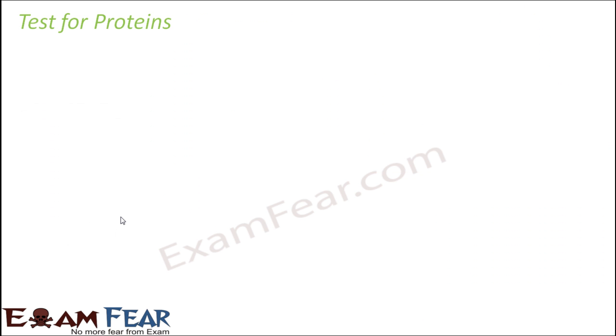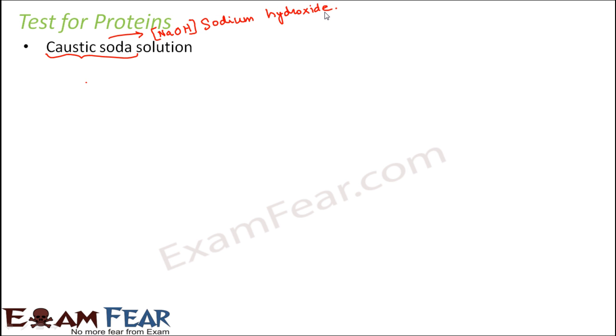Now again the same question: how exactly do we test whether a particular food item contains proteins or not? Let's look at the test for proteins. For this, what we need is a caustic soda solution. So what is caustic soda? Caustic soda is actually sodium hydroxide, which is written as NaOH. So that is caustic soda.